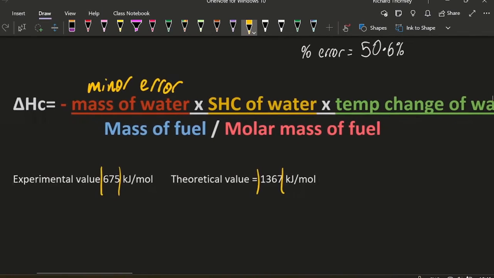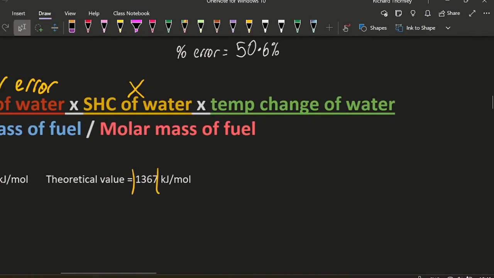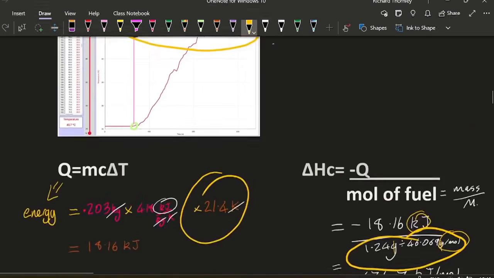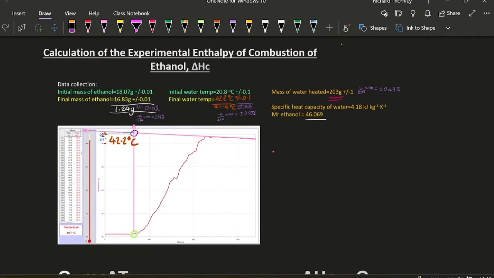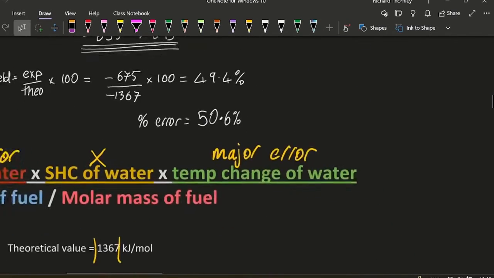Specific heat capacity, that's a constant of nature, so that doesn't count. The temperature change of the water, that's your major problem. That's your major error here. So the IB often asks, what's the major error? Even though we tried to extrapolate with the graph, it wasn't enough. So energy was lost.